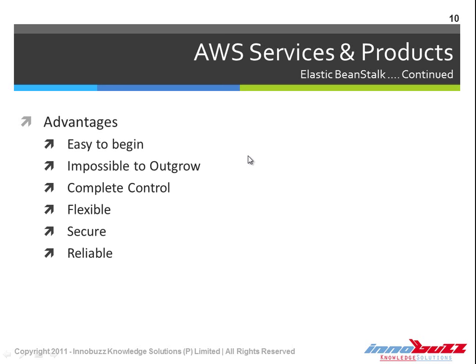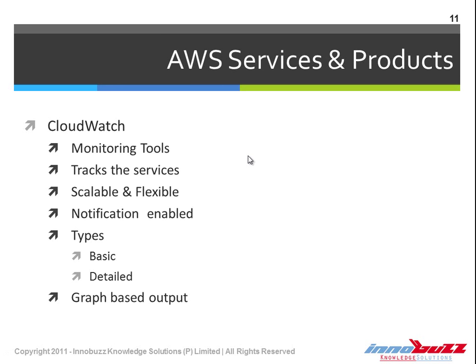So that's all about Elastic Beanstalk. Now let's see what other AWS services and products are under the category of deployment and management. There is another service offered by AWS, which is CloudWatch. CloudWatch helps you monitor your servers running in the AWS infrastructure, let it be any service like EC2, RDS, or Elastic MapReduce. Using CloudWatch, we can monitor and analyze our services running under the AWS infrastructure.